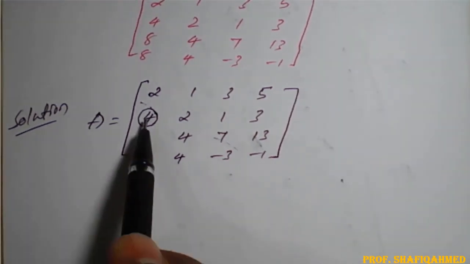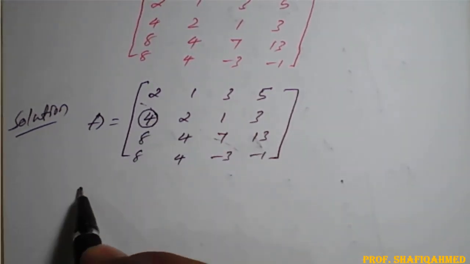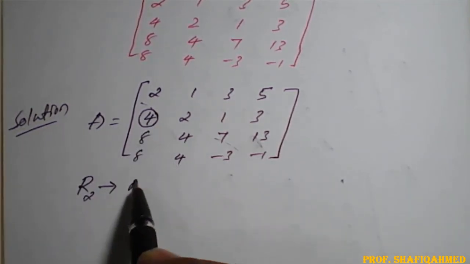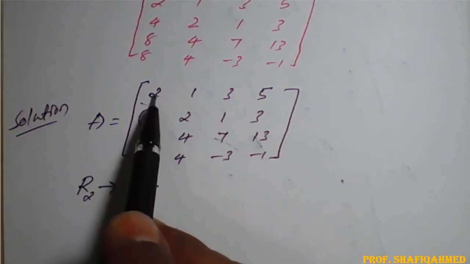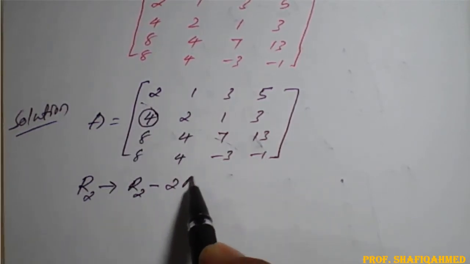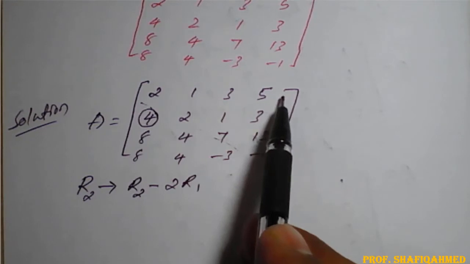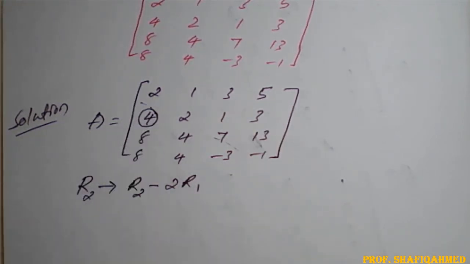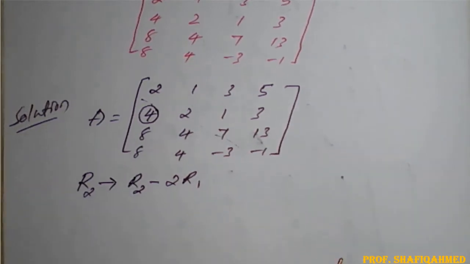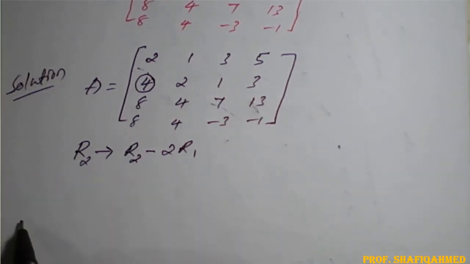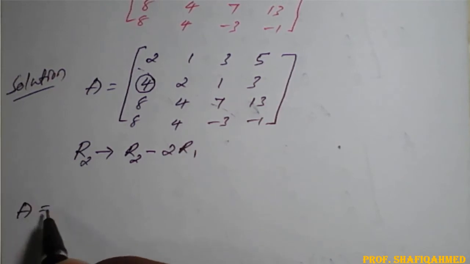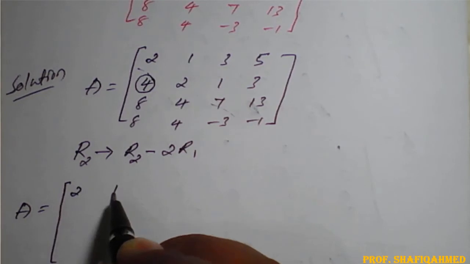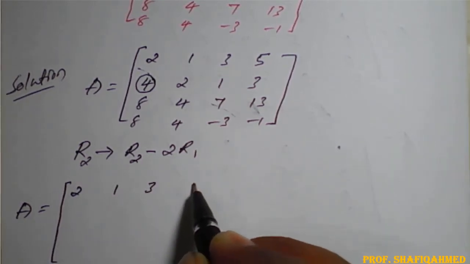This belongs to row number 2. Therefore on row 2 we need to operate R2 minus 2 times R1. If you multiply 2 to the first row, the first element will become 4. So 4 minus 4 is 0. Therefore this formula will be executed here. On simplification, in matrix A, the first row will remain 2, 1, 3, 5.